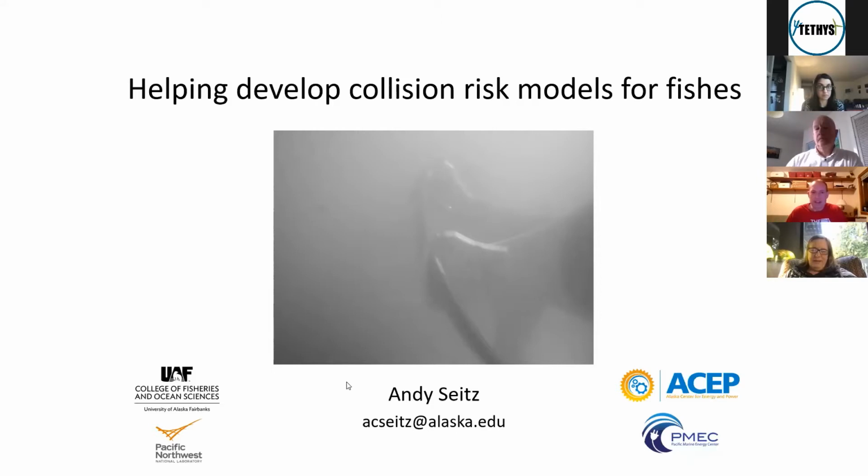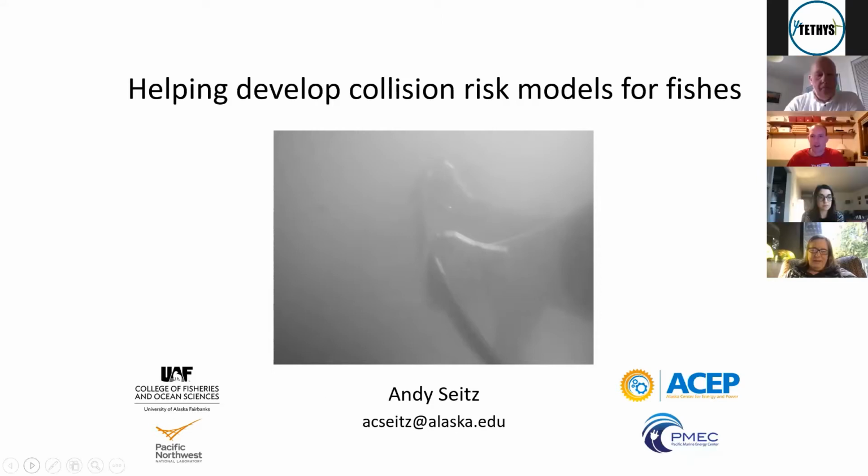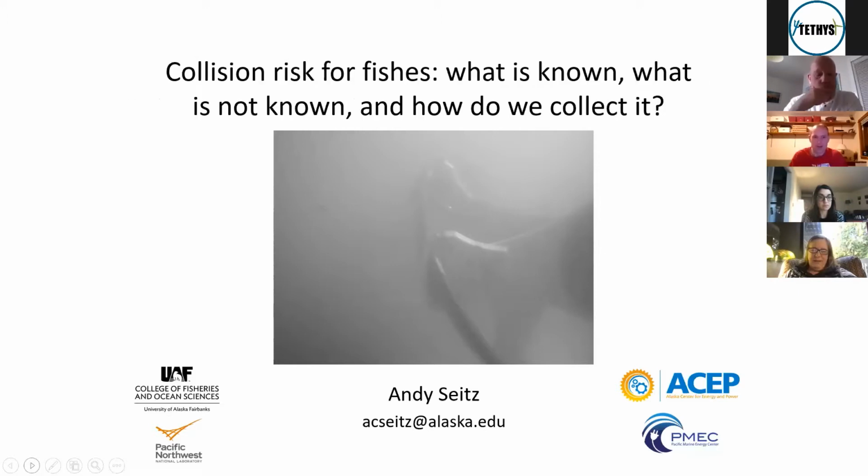Hey, everybody. So my section is helping develop collision risk models for fishes, and an alternative title, if you want to bump forward, is Collision Risk for Fishes: What is known, what is not known, and how do we collect it? And this is aimed at gathering information that can inform future modeling efforts.